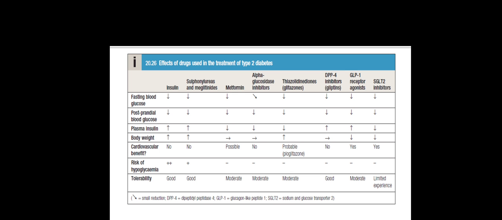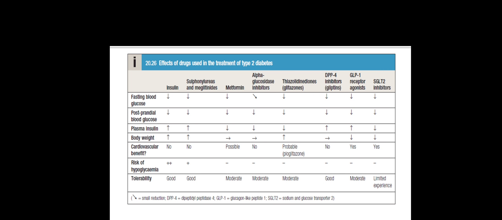Alpha glucosidase inhibitors are again acting on the intestine by reducing the blood glucose absorption. It has more effects on the postprandial blood glucose level and it has to be taken along with the food. It reduces the plasma insulin levels. Body weight has not much effect, and there's also a tolerability issue because it can produce flatulence and gastric irritation.